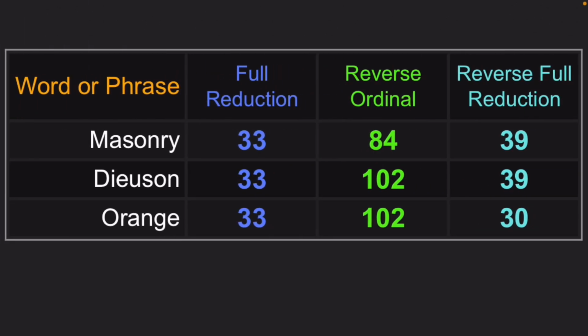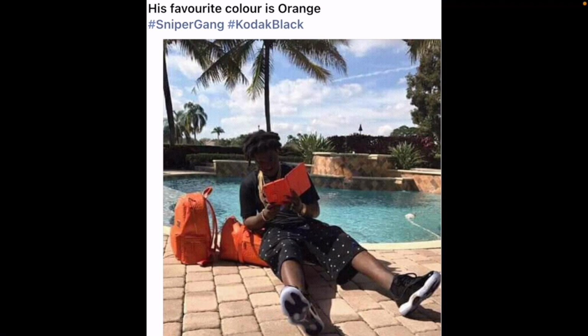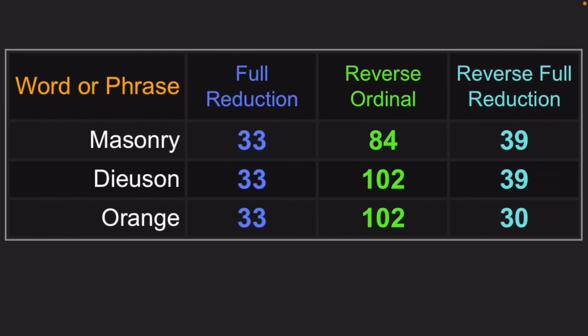So another thing that equals 33 in the same cipher is orange. So that's why a lot of celebrities love the color orange, especially Kodak Black. As you guys can see, his favorite color is orange. And it's because orange is the only color that equals 33 in gematria. As you guys can see, Masonry, Dusan, which is Kodak's name, and orange all have the same gematria.